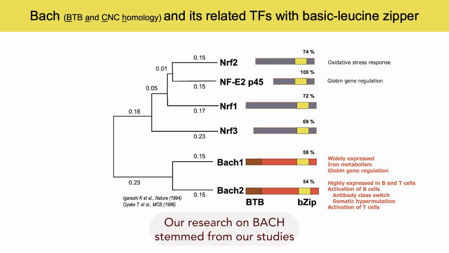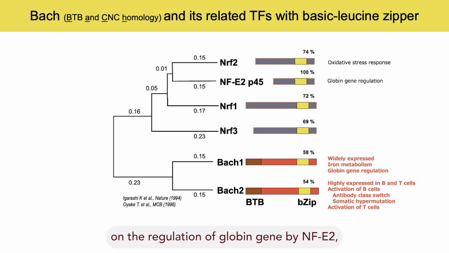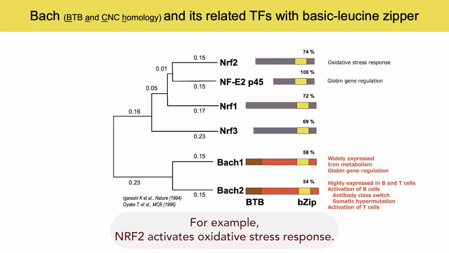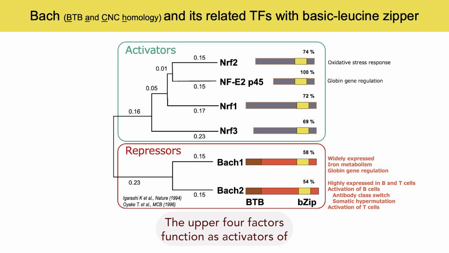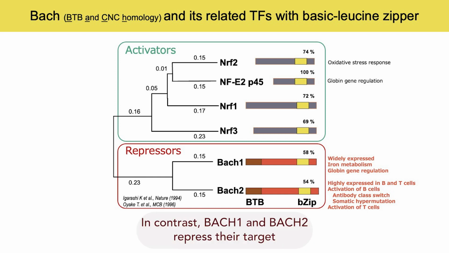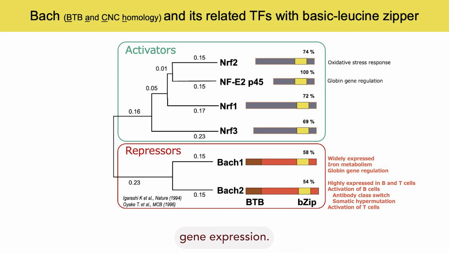Our research on BACH stemmed from our studies on the regulation of globin genes by NFE2, which has three other related factors. For example, NRF2 activates oxidative stress response. The upper four factors function as activators of gene expression. In contrast, BACH1 and BACH2 repress their target gene expression.